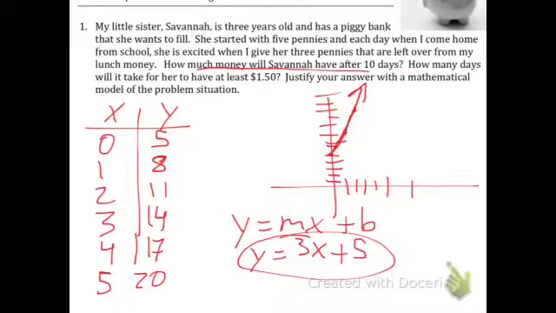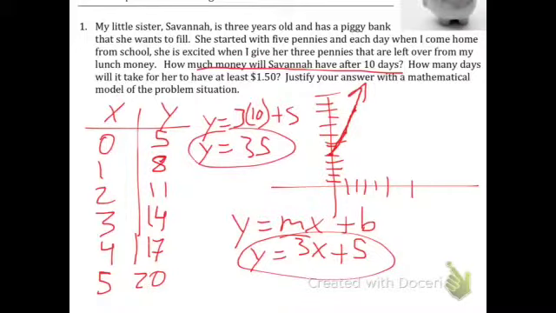Now that we have the equation, it gets pretty easy to answer the questions. How much money does she have after 10 days? Well, you take 10 and you plug it in for x. And so that will give you 3 times 10 plus 5, which is 35. So she's going to have 35 whole cents after 10 days.